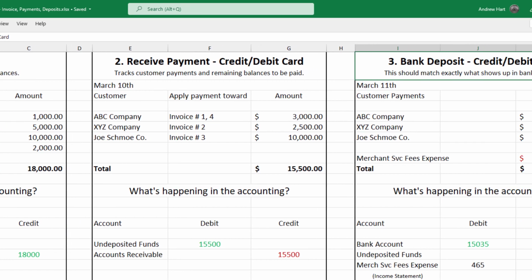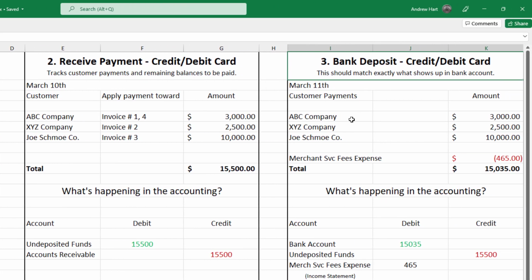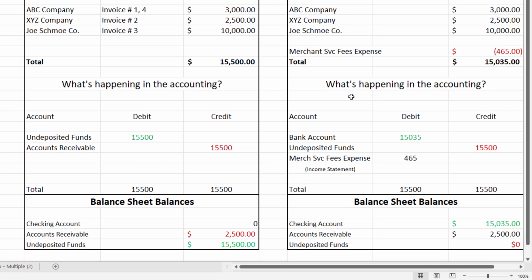$15,500, no change there. But when it comes to the deposit, when we enter the deposit, we have to include something else. Okay, this one right here is new. All right, so let's talk about that a little bit. When we take the payment in, that's not checks anymore. It's paid with credit card. For $15,500 is no longer in undeposited funds. What shows up in our bank account is $15,035. But we have to account for those fees somehow.